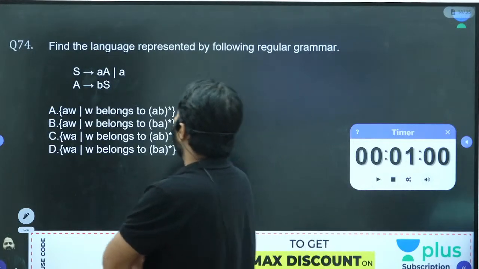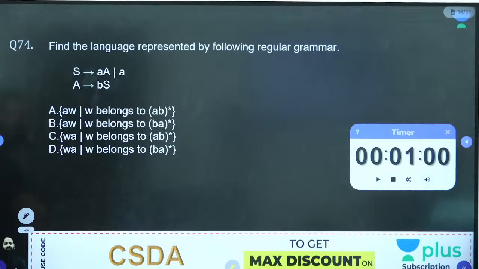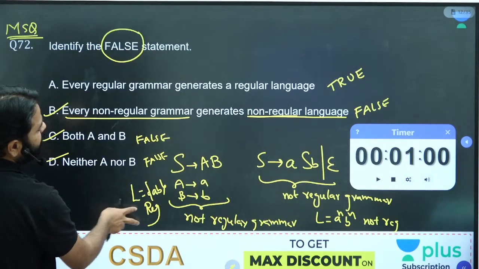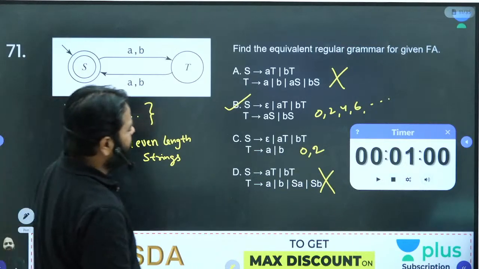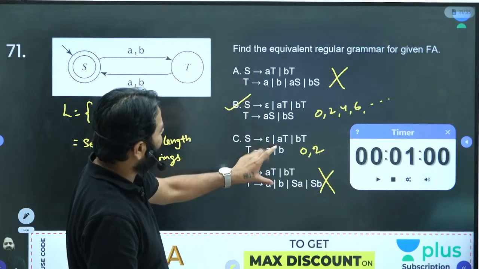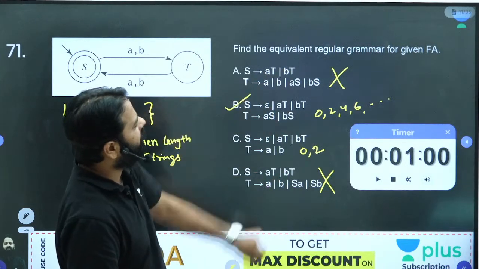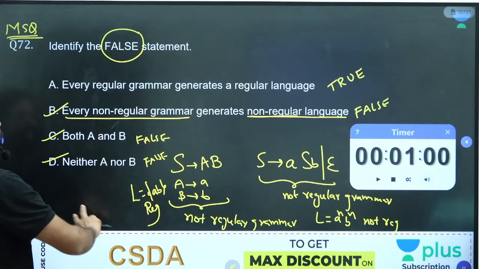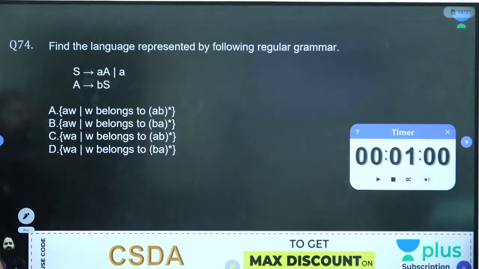Go ahead. Find the language represented by the given regular grammar. See, not a regular grammar. Okay, I'm cross checking. Also regular grammar, because we need to identify regular grammar only. Even here, regular grammar, you need to identify which language is generated by this grammar.